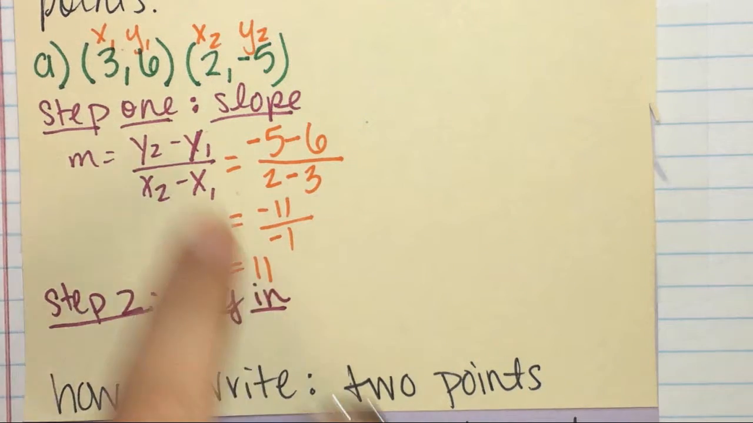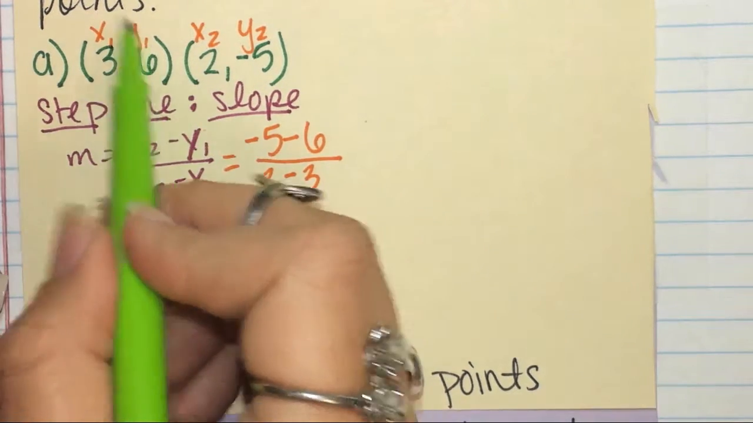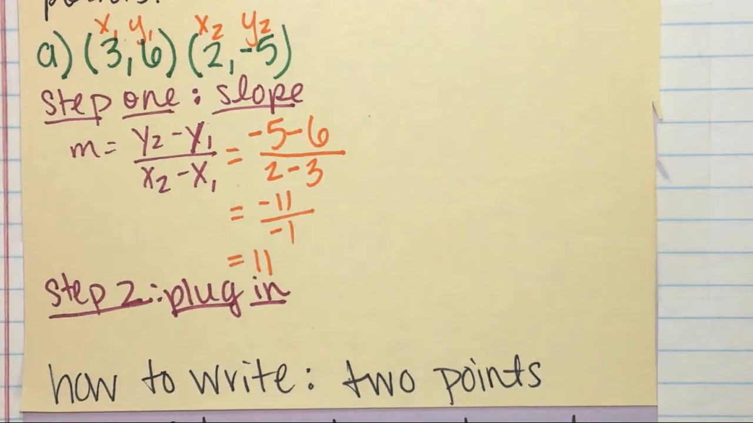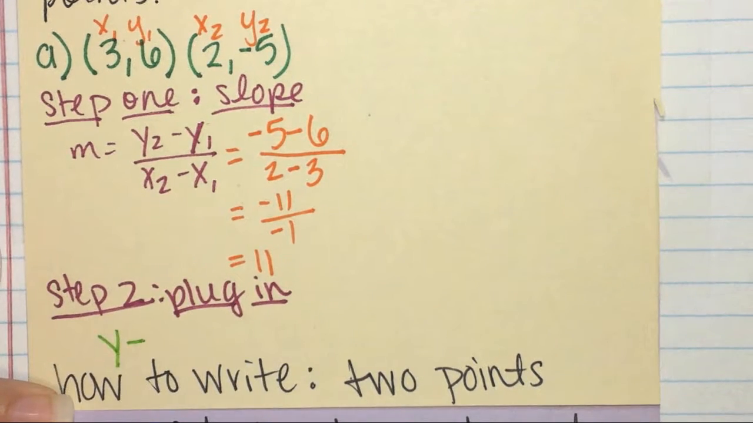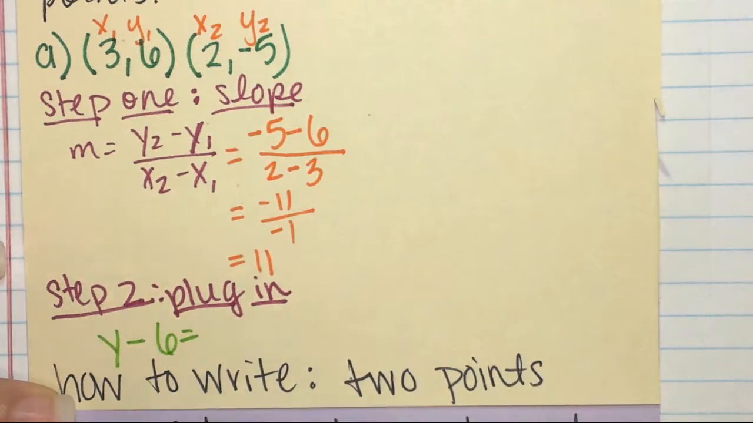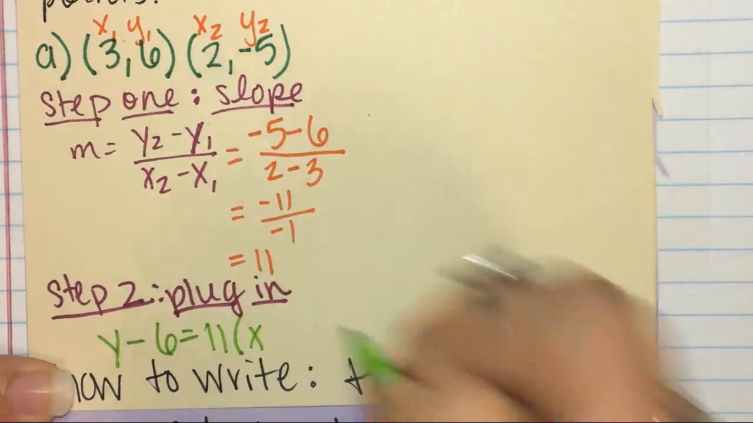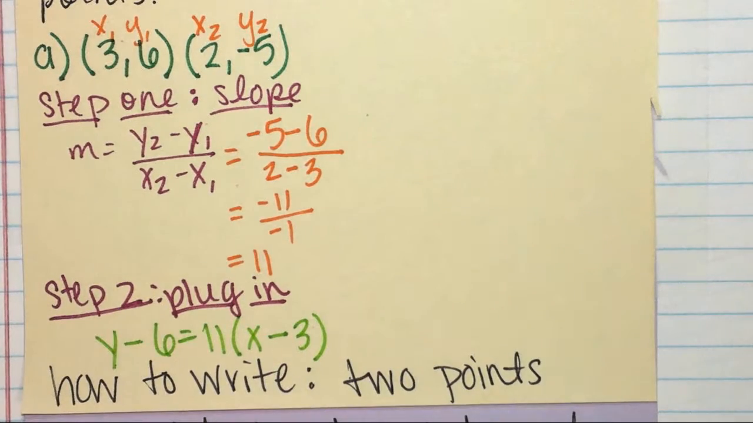So you're given a point. You're given a slope. Plug it into point-slope form every time. If I give you a point and I give you a slope, plug it into point-slope form. We're going to use our first point because it's already labeled x1, y1 for us. So we're going to say y minus what? 6. Equals, what's our slope? 11 times x minus what? 3. And you're done. That's it. That's all you have to do.